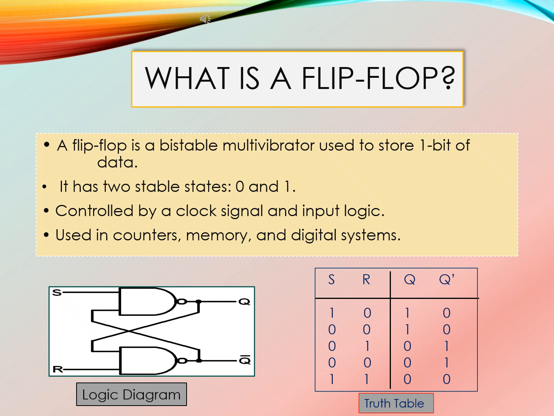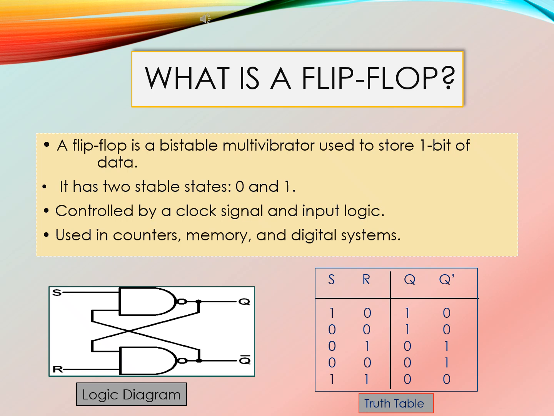Now, understanding the truth table of the basic diagram of a flip-flop, here we see the set condition: when S equal to 1 and R equal to 0, the output Q becomes 1 and Q prime becomes 0. So the flip-flop is now set, storing a logic high value. Then the second condition, reset condition: when S equal to 0 and R equal to 1, Q becomes 0, Q prime becomes 1. So the flip-flop is now reset, storing a logic low value.